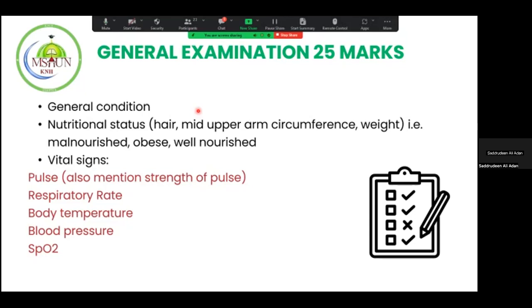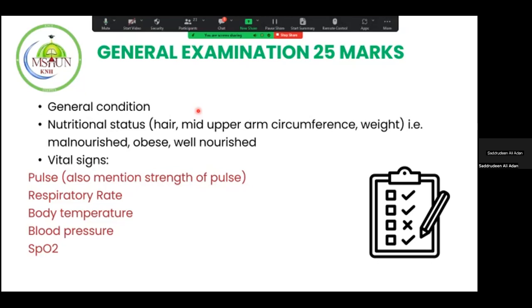Check the pulse. For the pulse, you don't need any machine. Put your 3 fingers on the radial artery. Check the pulse. How many beats per minute? Is it a strong pulse or a weak or absent pulse? Mention the character of the pulse. For the respiratory rate, you don't need any machine either. Check the respiratory rate. And for the pulse, ideally just take 15 seconds in an exam situation, then multiply by 4.